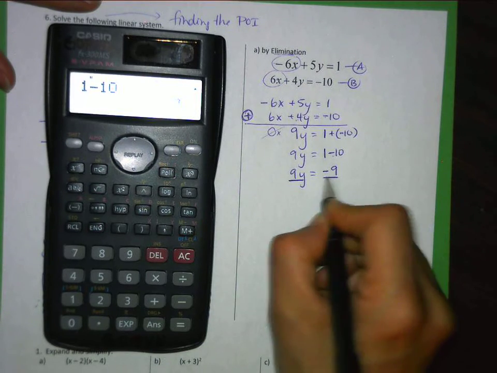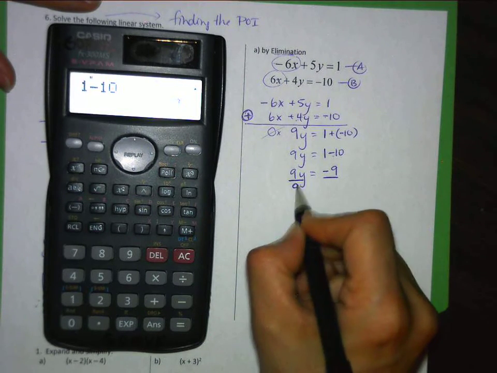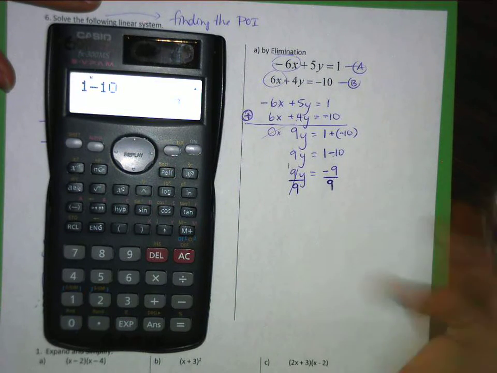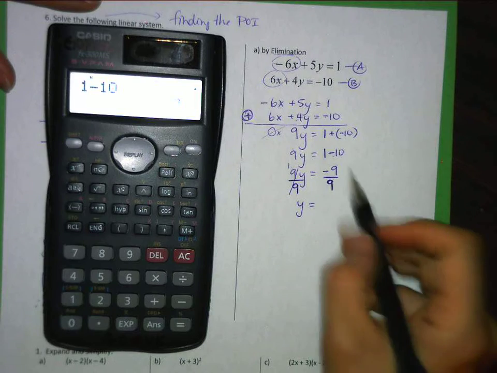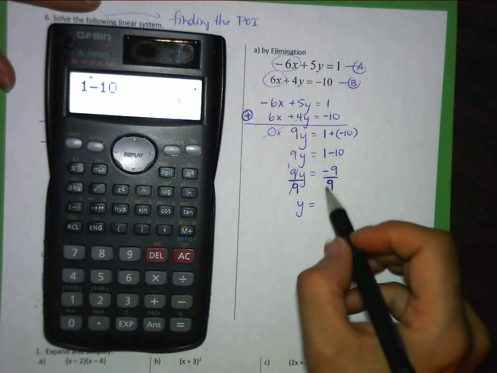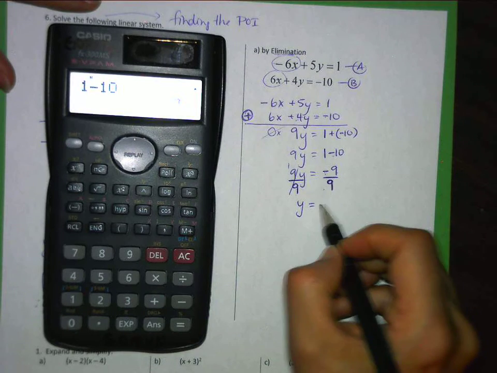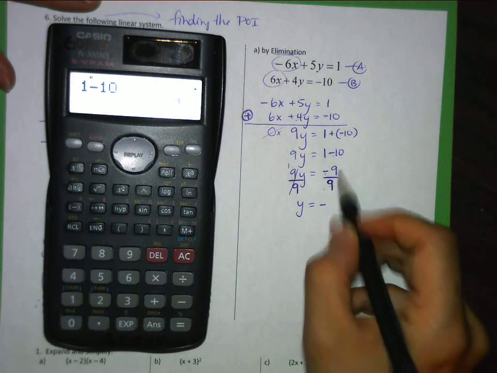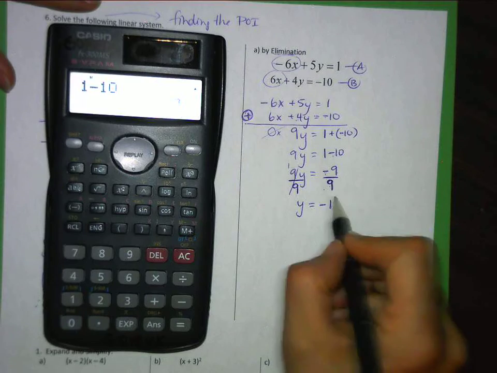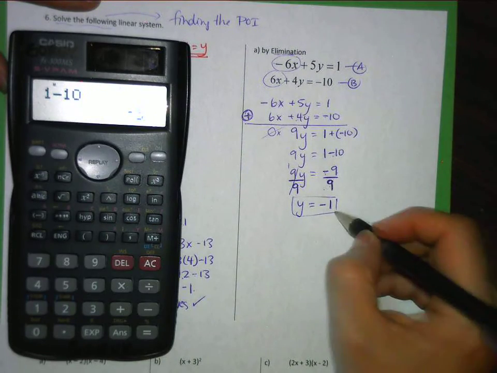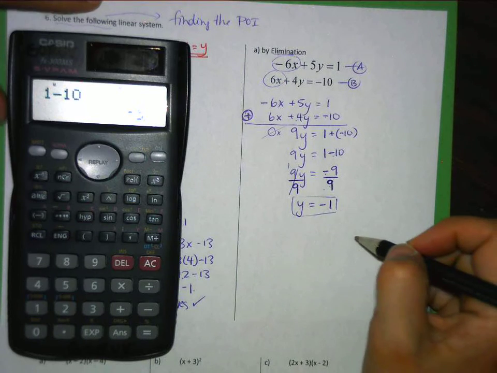so I'm going to divide both sides. I'm going to divide both sides by 9 because 9 divided by 9 is 1. And I want to get y by itself, but let's finish off balancing the equation. Negative 9 divided by 9, well, it's a negative divided by a positive, which is going to be negative. 9 divided by 9 is 1. So now I'm left with, that's the one part of the point of intersection.